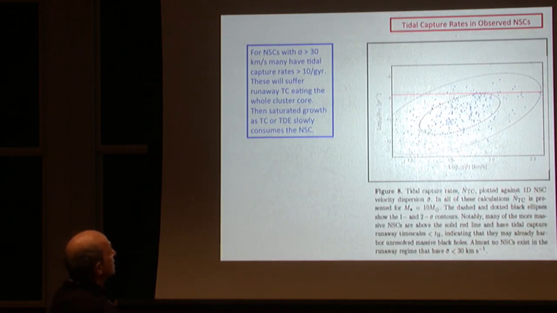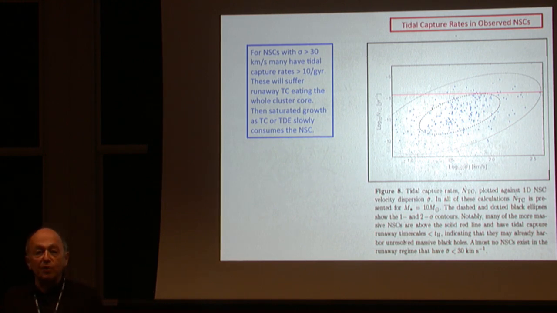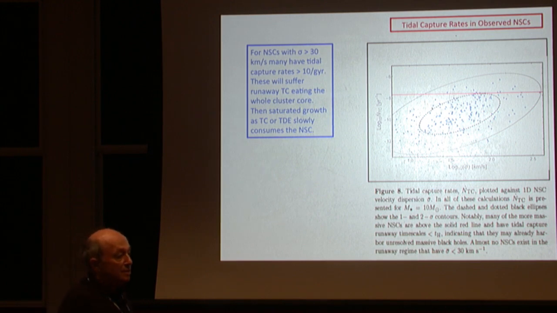whether in observed nuclear star clusters you'd get tidal runaways, and what you conclude is that in the observed nuclear star clusters, if there weren't black holes, you would very often get tidal runaways. And we go through it, so you're not assuming initial conditions for this process that don't occur in nature. You can look at the observed nuclear star clusters, and they're appropriate.